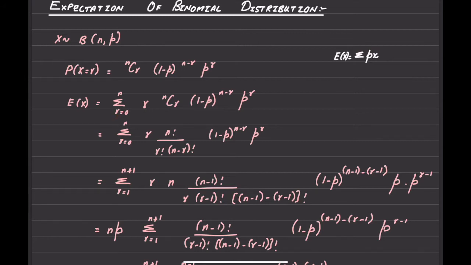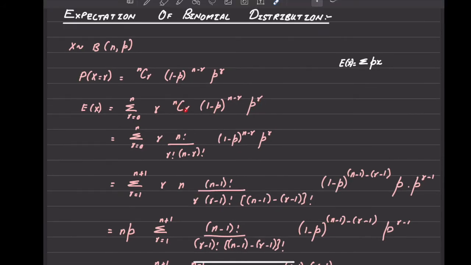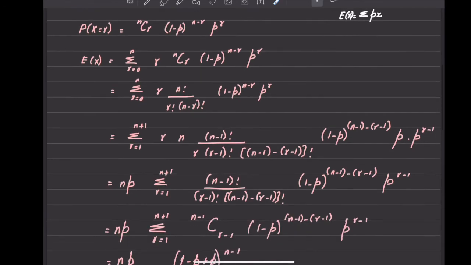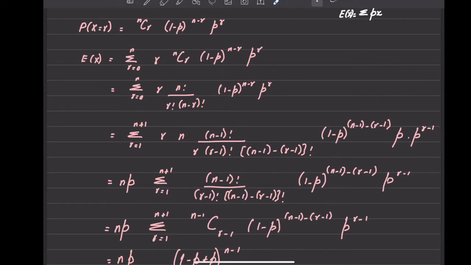So in this case, the expectation must be the summation r equals 0 to n of r, which is the random variable, times its probability, which is nCr (1 minus p) to the power n minus r and p to the power r. I can write nCr as n factorial upon r factorial into n minus r factorial. In the next step, I can simplify n factorial as n into n minus 1 factorial and r factorial as r into r minus 1 factorial. So I can cancel r and r over here. If you look at this closely, it's just a rewriting of n minus r: n minus 1 minus r minus 1 is the same as n minus r.